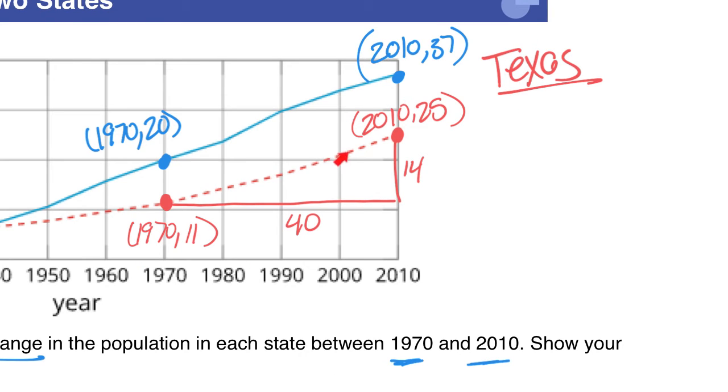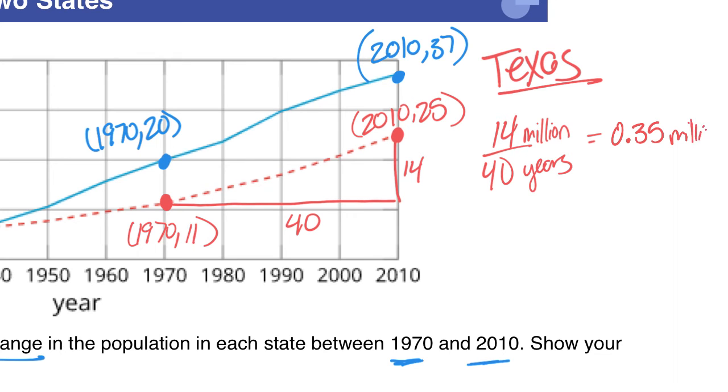Remember that average rate of change is just a slope, so I made my slope triangle here, and I see that my run is 40, my rise is 14. Slope is always rise over run, and I'm also going to add on my labels. So the population increased 14 million people over 40 years, which would simplify to 0.35 million people per year.